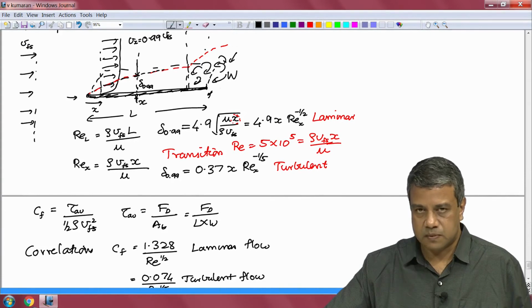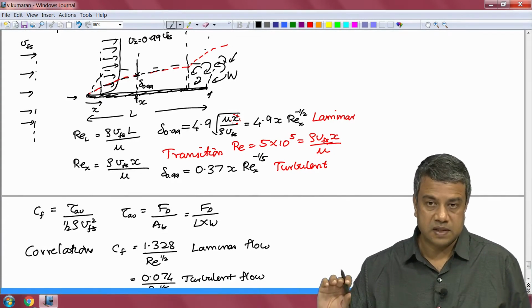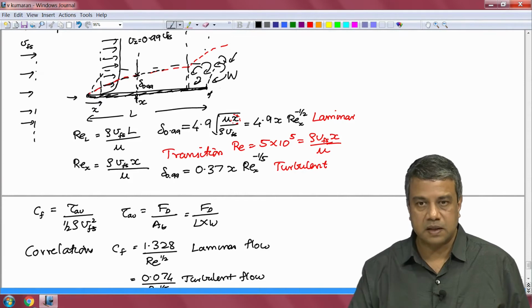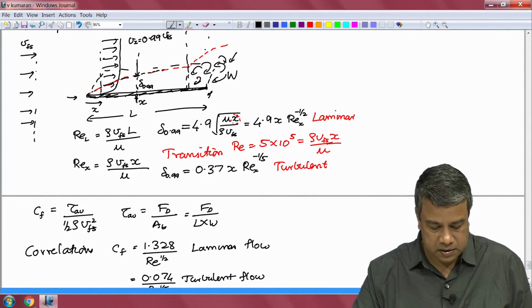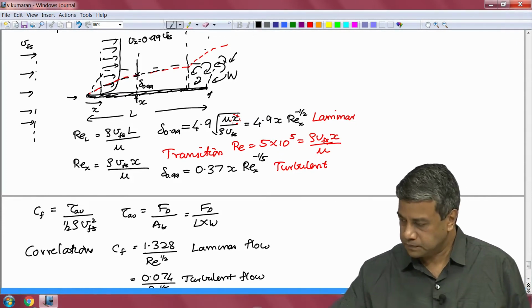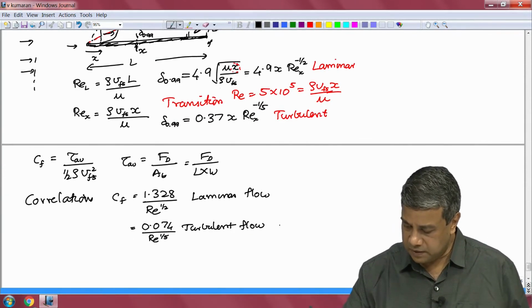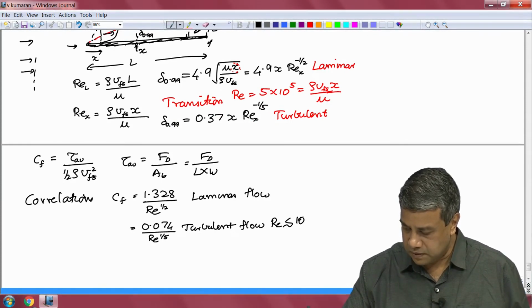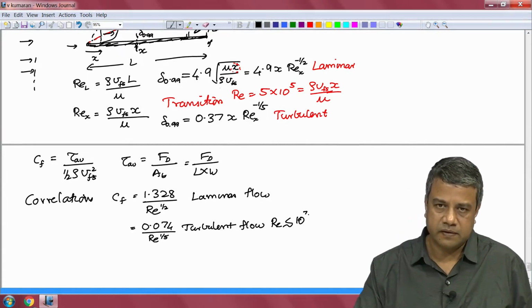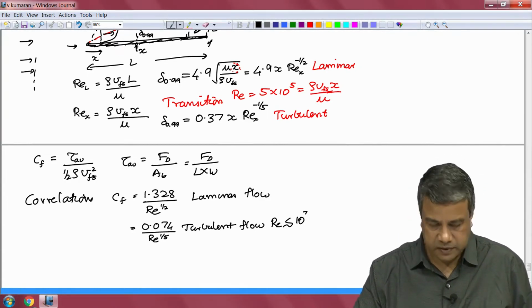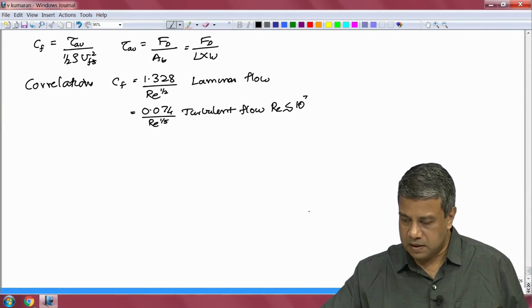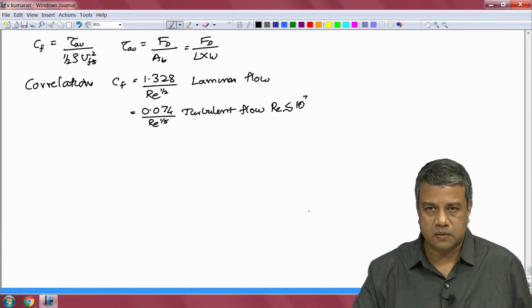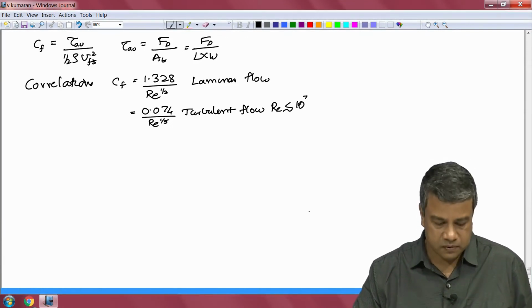whereas if the length is much smaller, so that the flow is still laminar even at the downstream edge of the plate, in that case the skin friction coefficient goes as 1 over Reynolds number to the half power. And this is valid for Reynolds number less than about 10 to the power 7 or so, from about 5 into 10 to the power 5 to about 10 to the power 7. So, let us examine a concrete example to see what kinds of numbers come out for the flow past a flat plate.